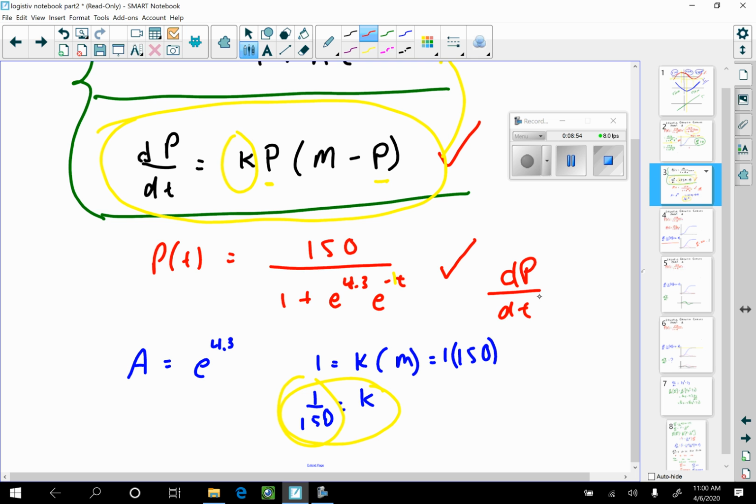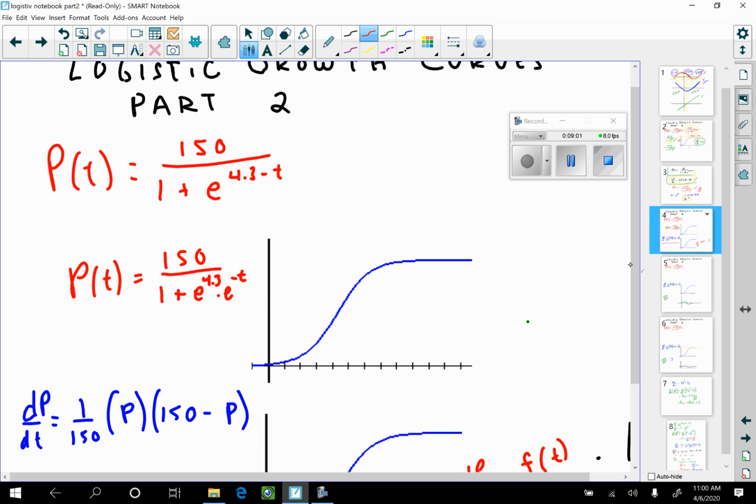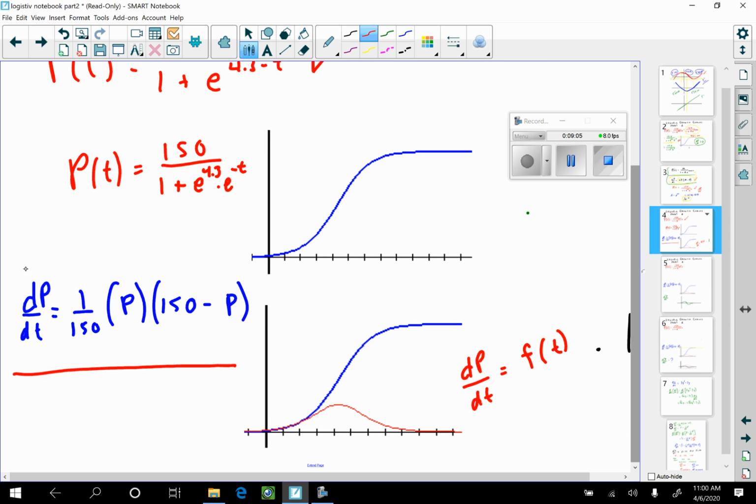right here as a function of the population, and here we go. So here is my guy, rewrote it, and here is my dP/dt. This is kP times (max minus P). This is the derivative of this population. Keep in mind, this is not given as a function of t. This is given as a function of the population.